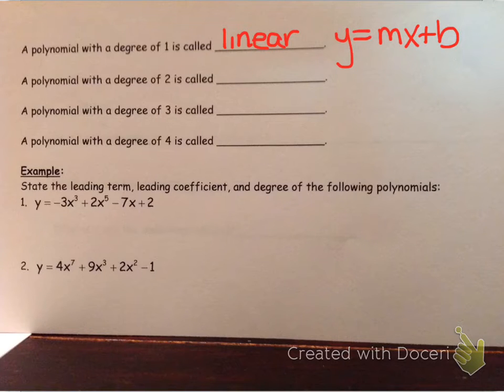Slope-intercept form is the polynomial standard form for a line, because this term right here has a power of 1, and this term right here has a power of 0. It's got no variable in it at all. So it's in descending order by exponent.